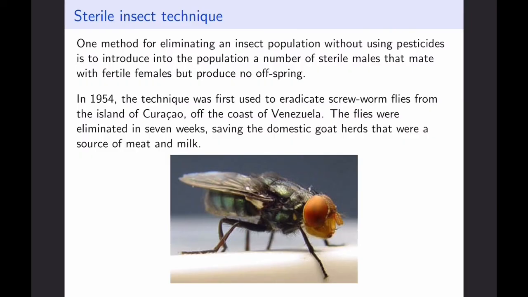first extremely successful use of it was actually in 1954 to eradicate screwworm flies from the island of Curacao, which is off the coast of Venezuela. These flies were eliminated in 7 short weeks because their lifespan and their mating cycles are so short that the introduction of sterile males into the population ended up eradicating the entire population of flies in 7 short weeks, which actually saved the domestic goats that were the main source of meat and milk for the population.